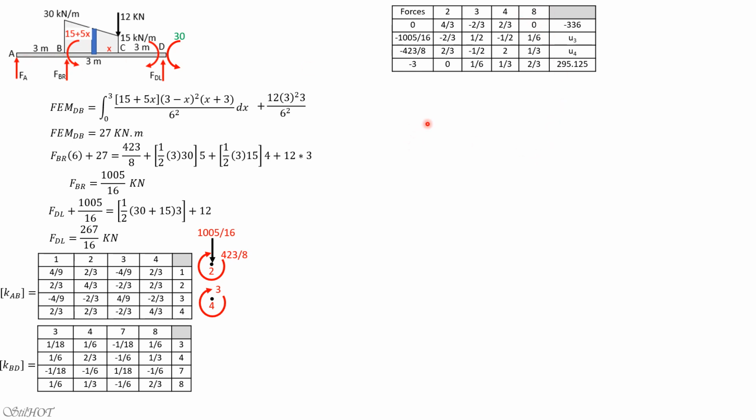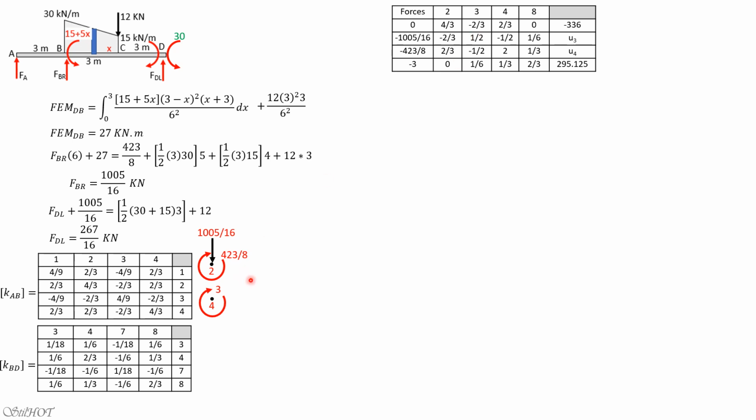So this is 2, 2. And 2, 2 is 4 thirds. This is 2, 3. 2, 3 is negative 2 thirds. So 3, 2 is negative 2 thirds. This is 2, 4. So 2, 4 is 2 thirds. 4, 2 is 2 thirds. This is 2, 8. There's no 2, 8. So 0. So 8, 2 is 0.